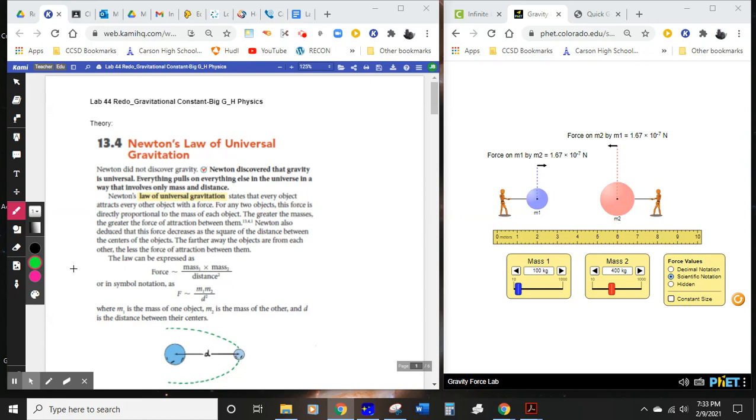Had a special request to go over Lab 44 again, do a redo, talk a little bit about how we find the gravitational constant, which is big G, and also talk a little bit about little g.